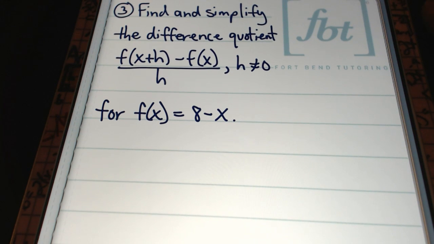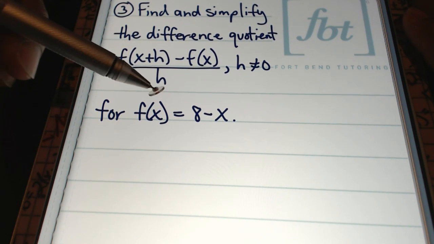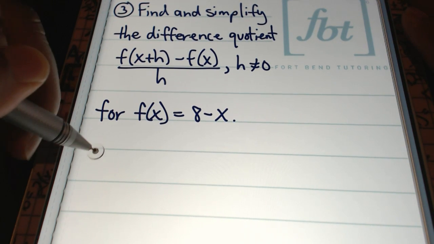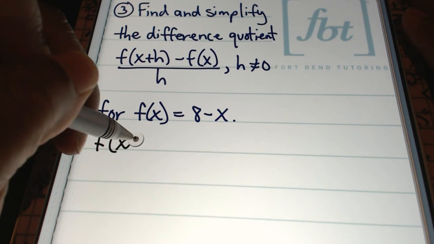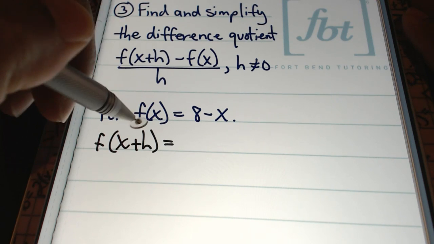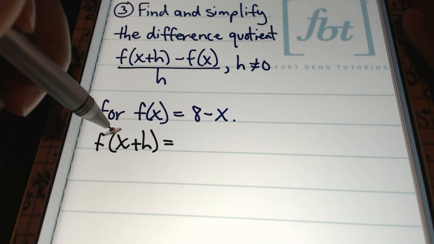Let's go ahead and get into problem number 3, guys. So we have our function f of x equals 8 minus x. And what we'll do here is we'll first of all find out what our value of f of x plus h is, because this is a requirement for using the difference quotient. We need to have that value of f of x plus h first. So therefore, let's go ahead and replace all the x's in the original function with x plus h.